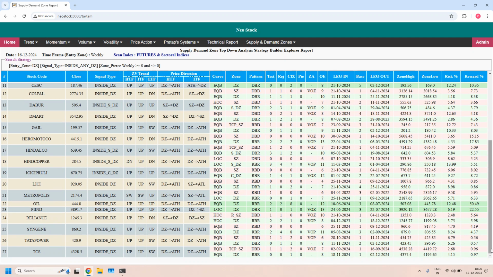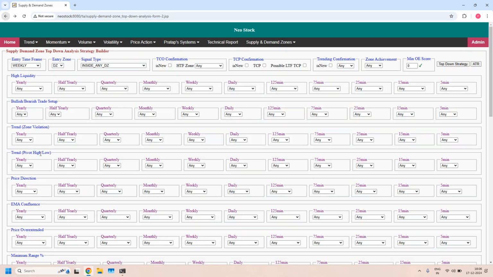So total 27 stocks are filtered where price closed inside weekly demand zones. Out of these 27 weekly demand zones where price closed inside the zones, we can further filter based on the zones having weekly EMA Confluence.